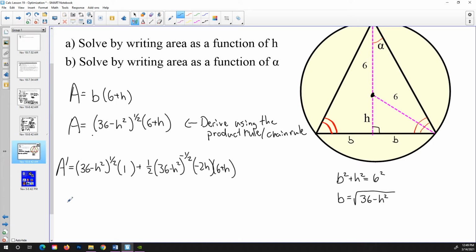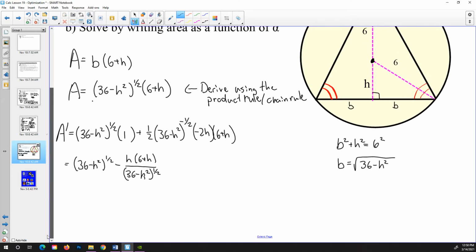All right, so now I need to simplify a little bit. Multiplying by 1 just means that it stays the same. And this negative is going to change the plus to a minus. The 2 and the 1/2 will cancel out. And so I have on the top this h times 6 plus h. And this 36 minus h squared to the negative 1/2 will go to the bottom, and the negative exponent will change to a positive. So I have 36 minus h squared, all to the 1/2 power.